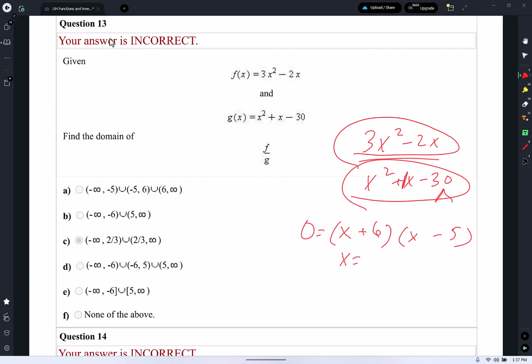So I get x equals -6. These are numbers you cannot be. And x equals 5. These are numbers you cannot be. So I'm going to go from -infinity, left to right, all the way to -6. Then union from -6 all the way to 5. Then union from 5 all the way to infinity. So there it is, all real numbers except -6 and 5. And I look for that. And there it is.